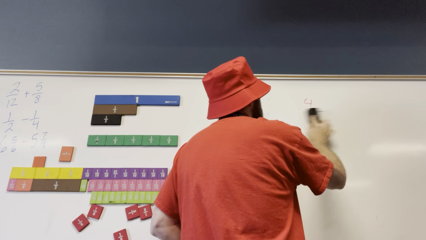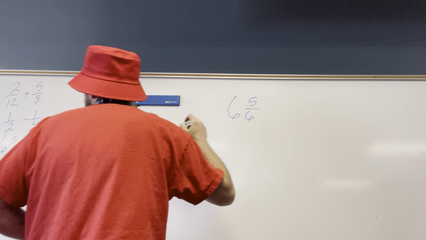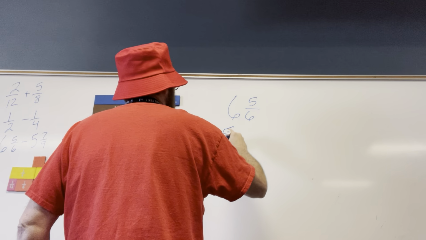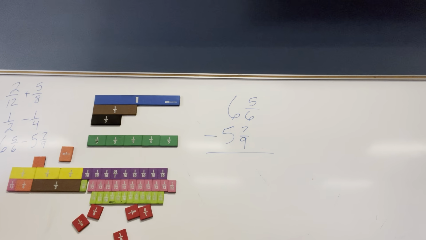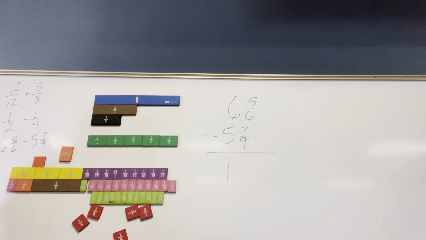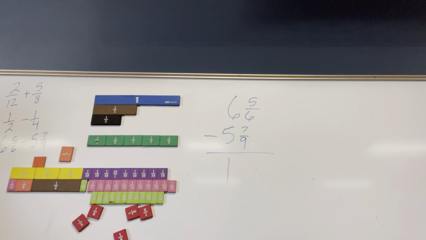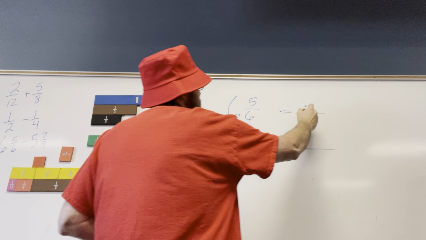And one last problem we're going to use for mixed numbers here. 6 and 5/6 subtract 5 and 7/9. 6 and 5/6, 5 and 7/9. Connor, what should I do first? Subtract the whole number. Okay, so what's 6 minus 5? 1. Okay. And then what would I do next, Rylan? You find the common denominator. What do you think our common denominator is going to be? 18.